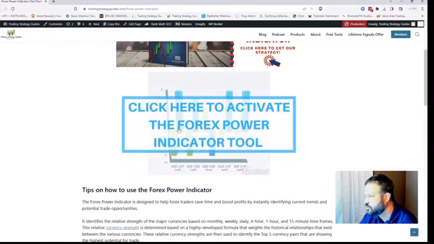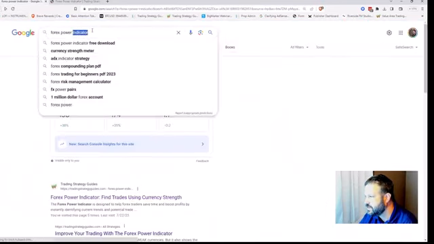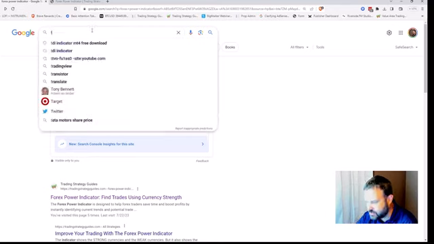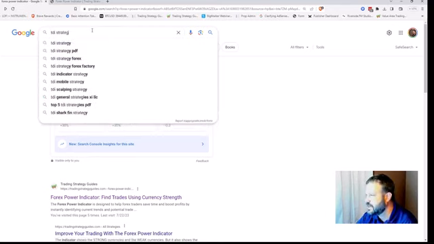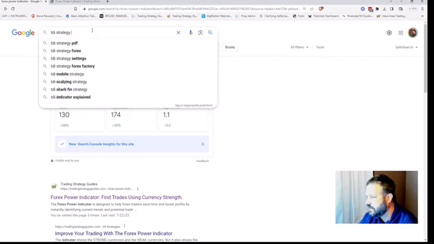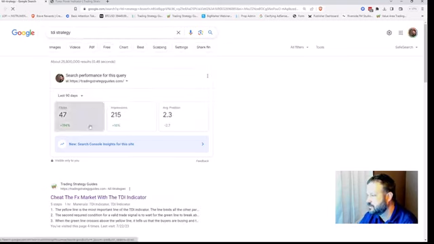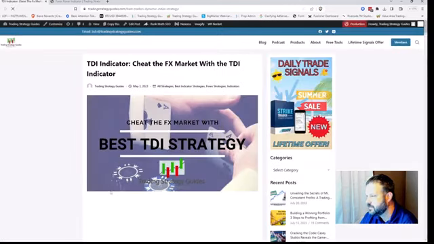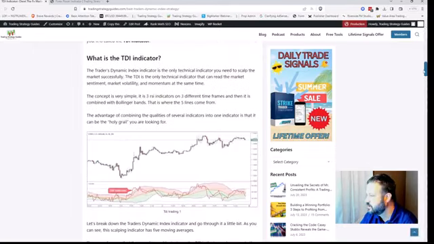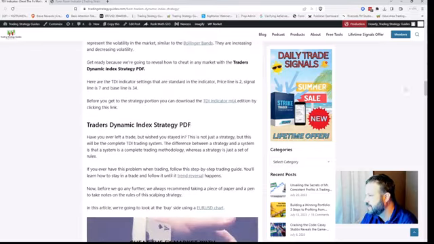The next tool, so we'll open that up. Then the next tool that you're going to need is the TDI indicator. So you can just type in TDI strategy, and it's on the same site. The name of the article is called Cheat the FX Market with the TDI indicator, and it actually has the download for the indicator in this article right down here. So we're going to want to grab that right there and download it. And we'll have the links for all that in the description.